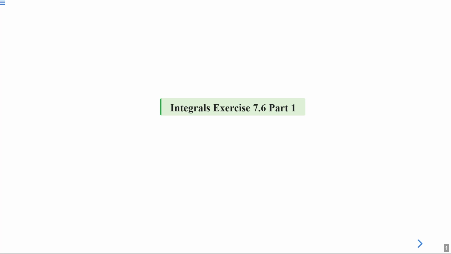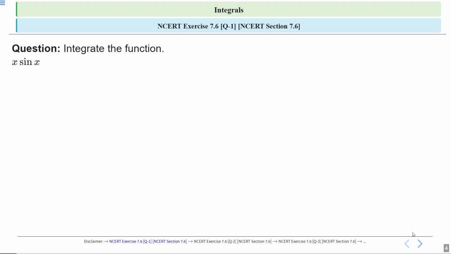Good afternoon, everyone. In the last class, we learned about the by parts method. Today we will do some questions on the by parts method. We try to solve exercise 7.6. Question number one is to integrate the function x sin x.